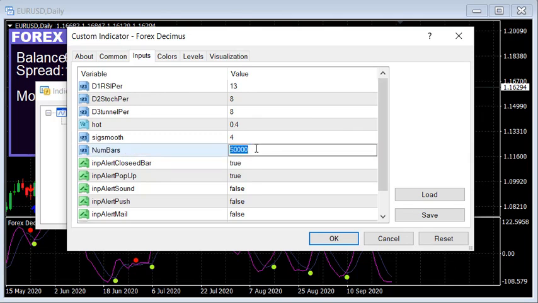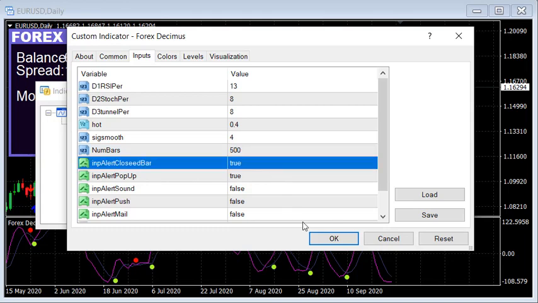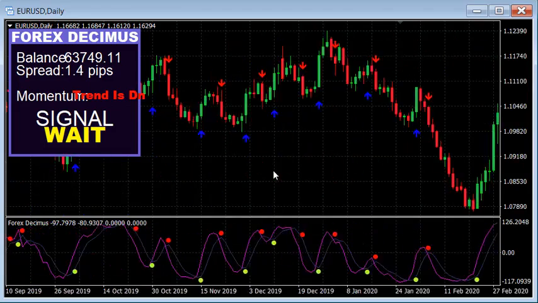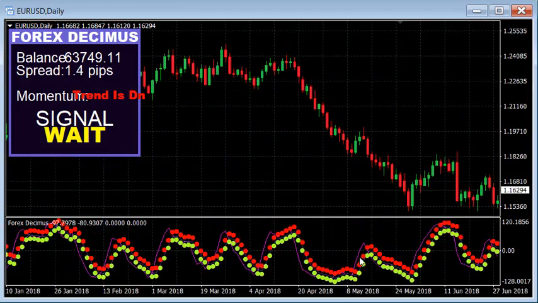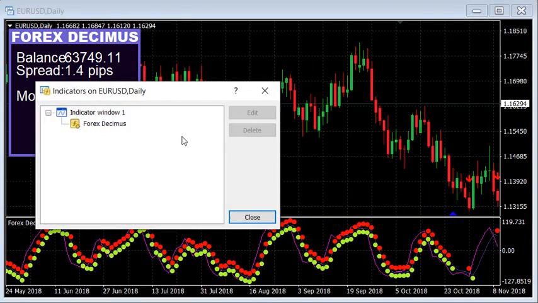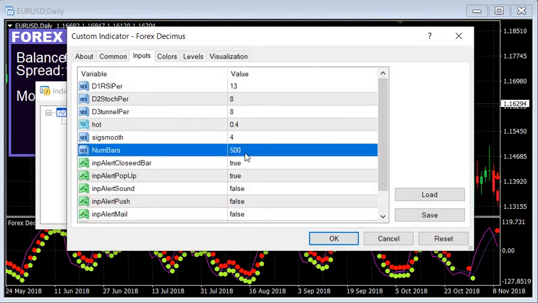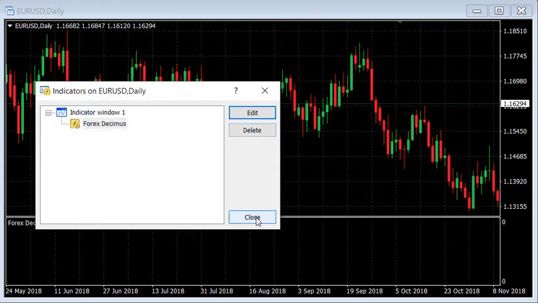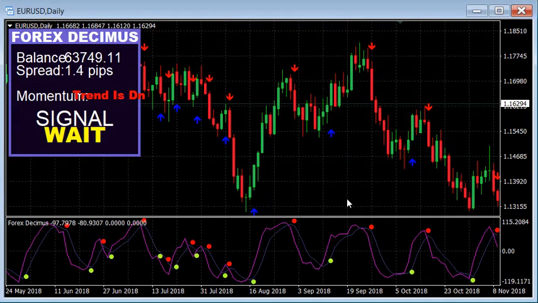In fact, let me go backwards and show you what it looks like with the default. This is what it looks like after you get past 500 bars. It doesn't really help you out much. So if you go back and change that to 50,000, which should be more than enough no matter what type of chart you're trading, that will fix that little problem, and now you'll be back to having just a normal looking chart.